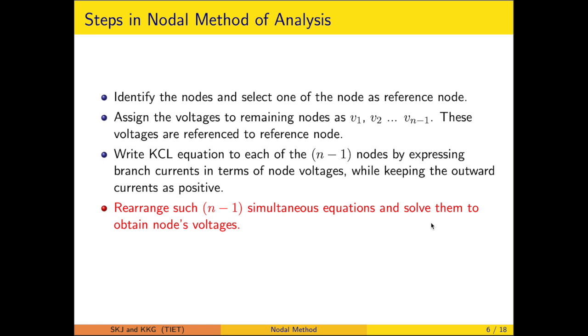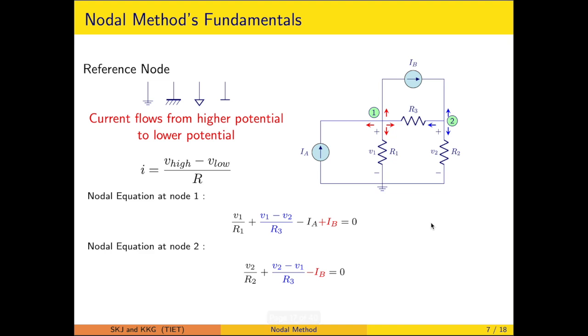After writing these n minus 1 equations, we rearrange these n minus 1 simultaneous equations and then solve to find the unknown node voltages. After having the node voltages, we can calculate the branch currents or voltages as and when needed. Just to give you the fundamental aspects, this particular circuit has three nodes, 1, 2 and a third one. One of the nodes has to be marked as a reference.